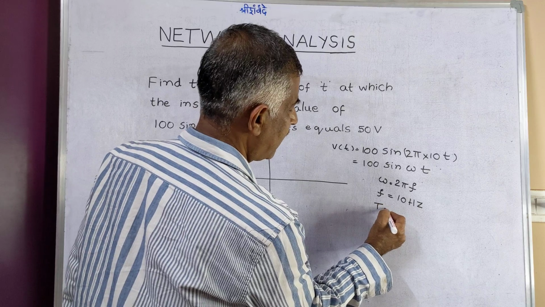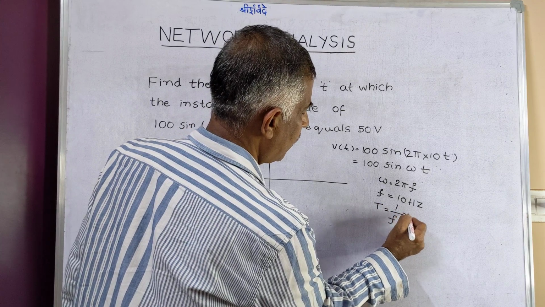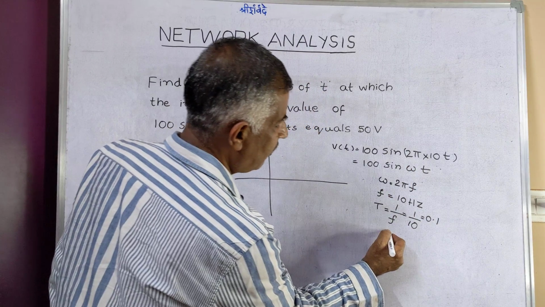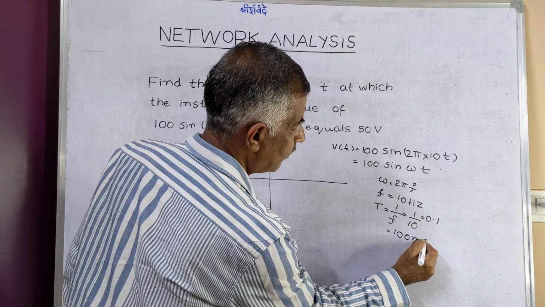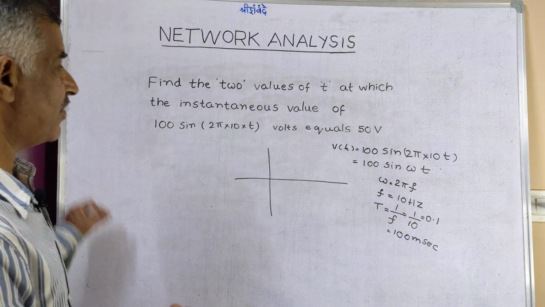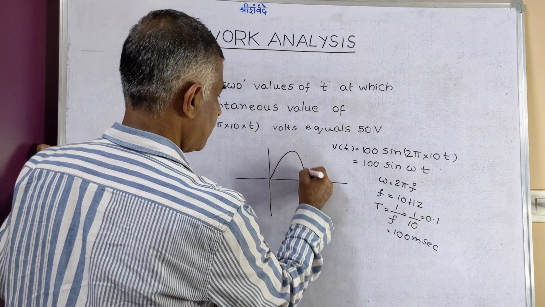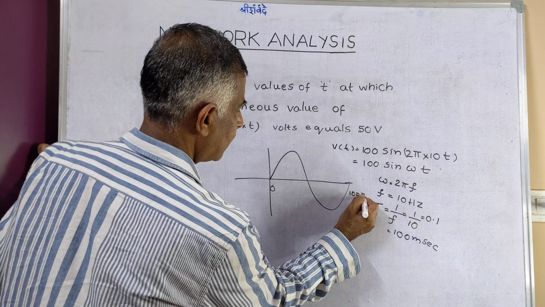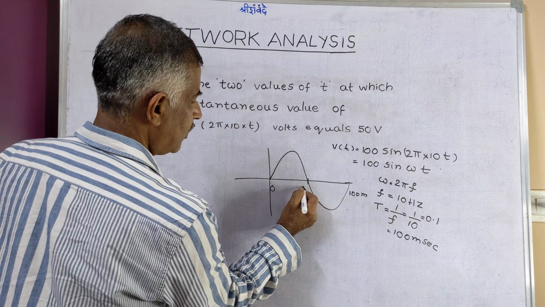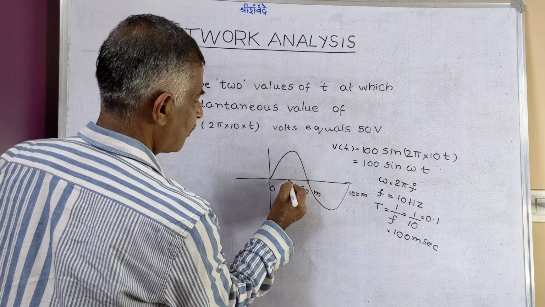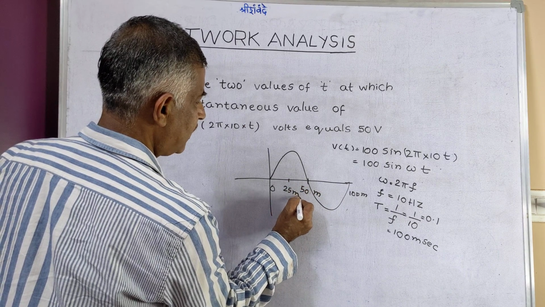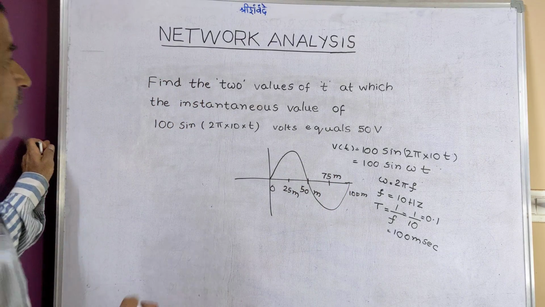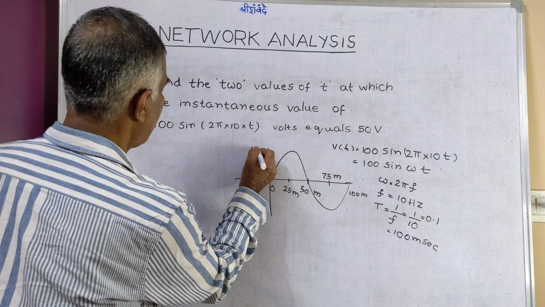Therefore, what is the time period? Time period is the reciprocal of frequency, 1 by 10. That is 0.1, and 0.1 means 100 millisecond. Now I will sketch this sine wave, and 100 millisecond is the time period. Therefore, this has to be 50 milliseconds, this has to be 25 milliseconds, and this has to be 75 milliseconds, and the peak value is 100.